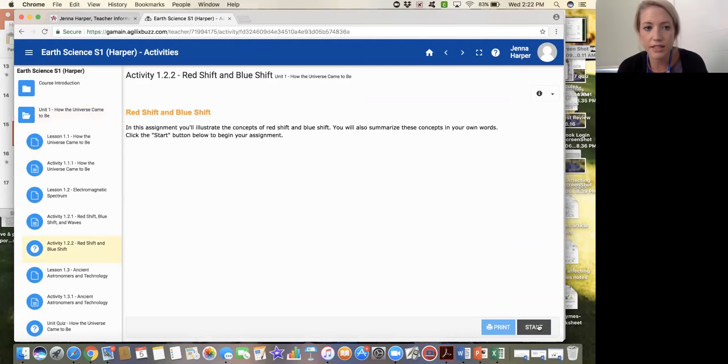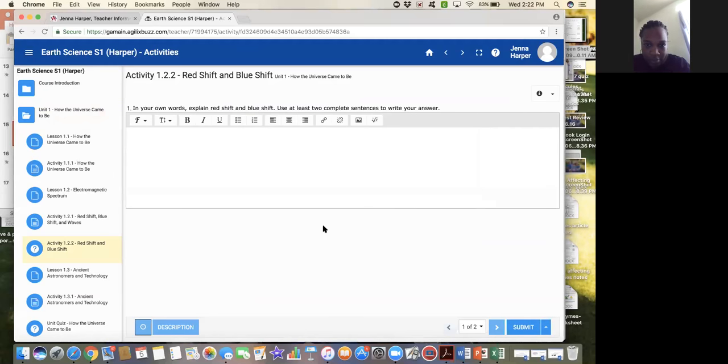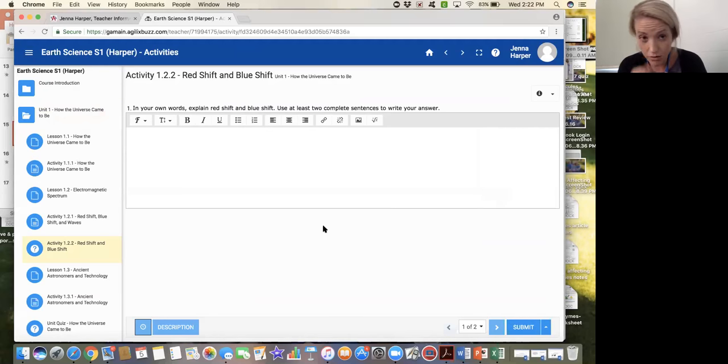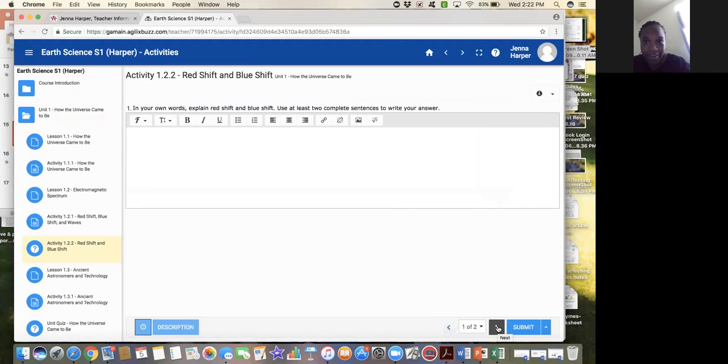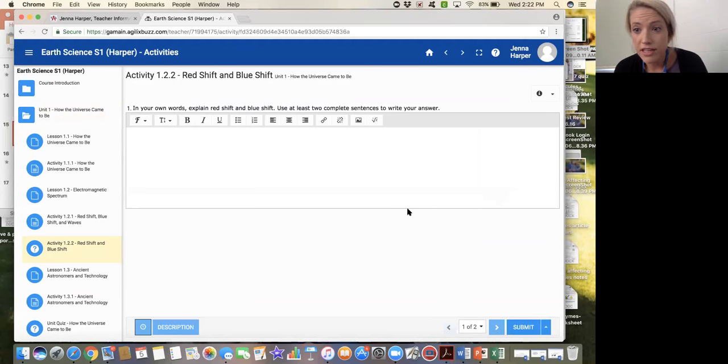Okay, so this is the activity you're talking about that I have pulled up? Yes, I think it's 1.21. Yep. Okay, so it says, in your own words, explain red shift and blue shift. The hardest part about this one is most people get a 50% because they forget to click this little arrow right here, and there's a second question. Okay. So that might be number one, why you got half of it wrong. Were you getting a 50%?